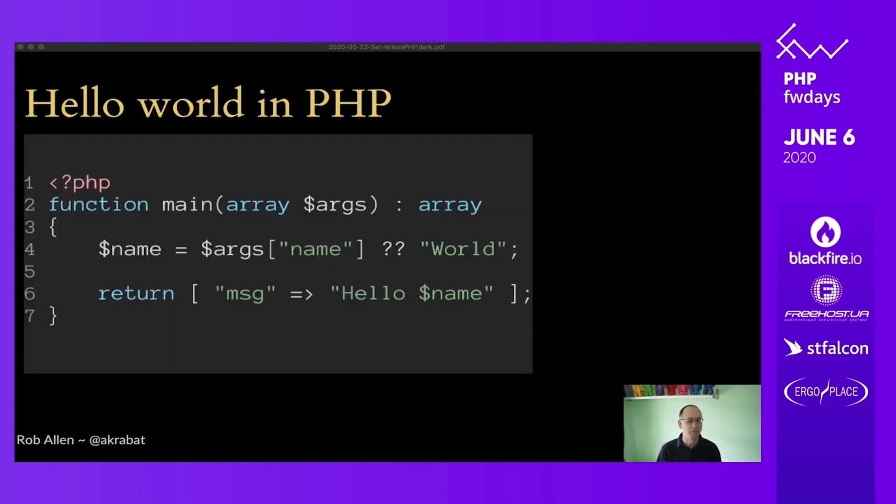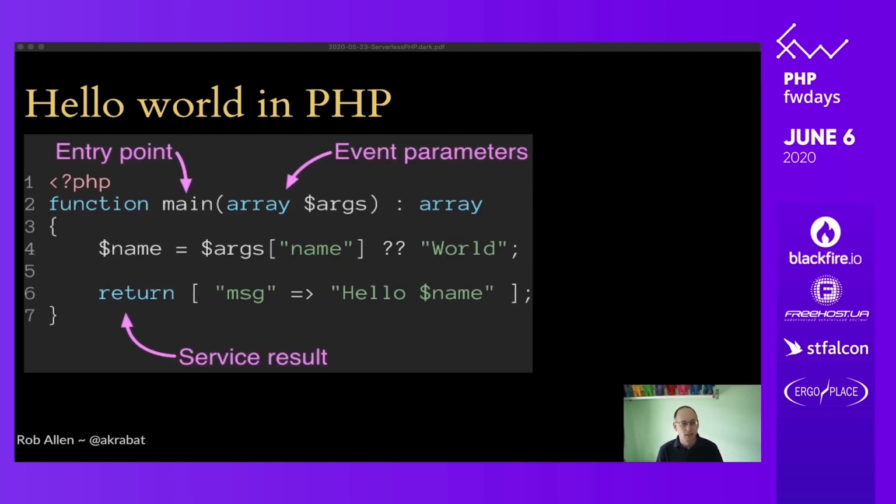We'll start with the basics. Hello world. It's where we always start with the new technology, isn't it? So how do we do hello world in PHP? It's a simple function. Three main things of interest here. The function is called main. We call this our entry point in the OpenWhisk world, and it takes a set of arguments. These are your event parameters. The event parameters are everything you need to know about the outside world in order to run your operations. So this is how you learn about which particular things you need to do. They all come in your event parameters.